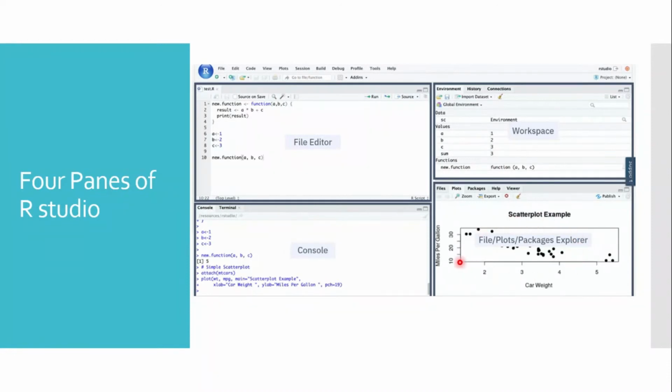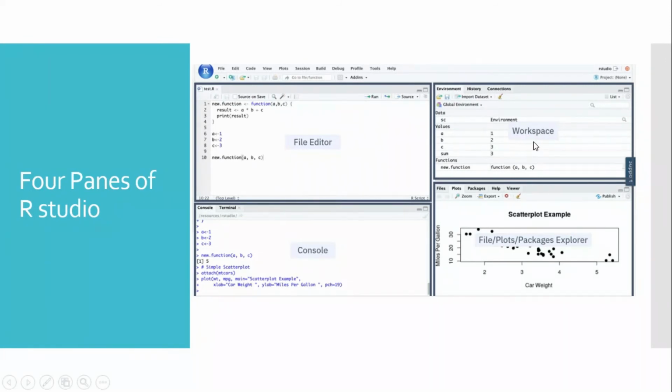This is where the graphs will be shown. So by dividing the environment into 4 panes, it facilitates writing codes, getting results, and looking at the history and the workspace that you have created.